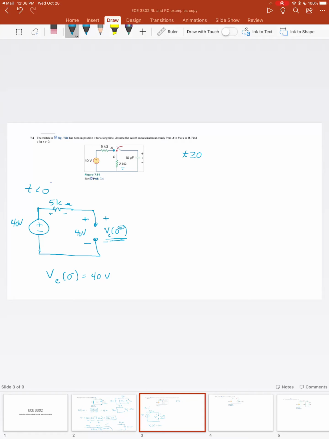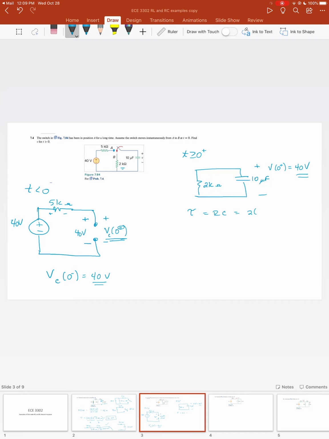Okay. Now what we need to do is find out what happens after the switch moves. So for t greater than 0, or greater than or equal to 0 plus, meaning the moment that the switch moves to position B, we have the following. We have a 2 kilo ohm resistor and a 10 microfarad capacitor that had an initial voltage on it of 40 volts. We know that because the voltage across the capacitor is not allowed to change instantaneously. So if it is 40 volts the instant before the switch moves, it is 40 volts the instant after the switch moves. So now what we have is the natural response.